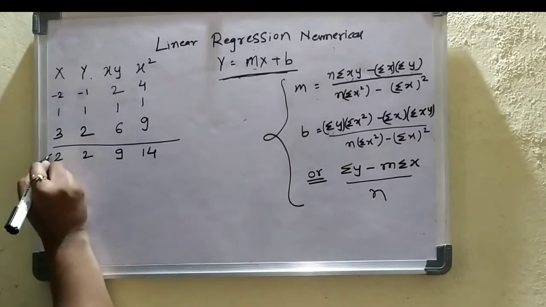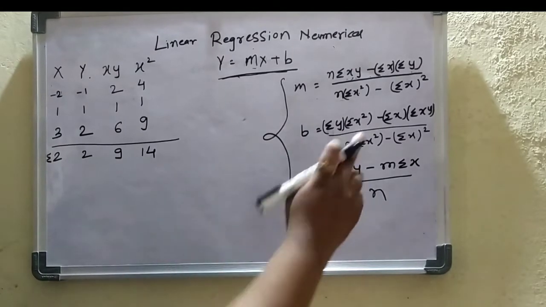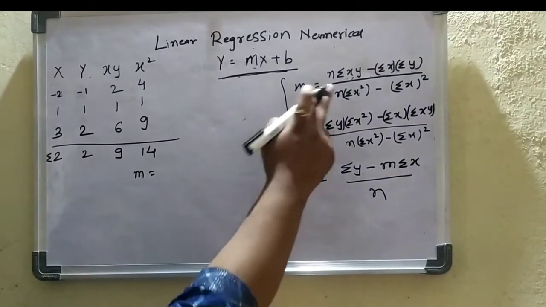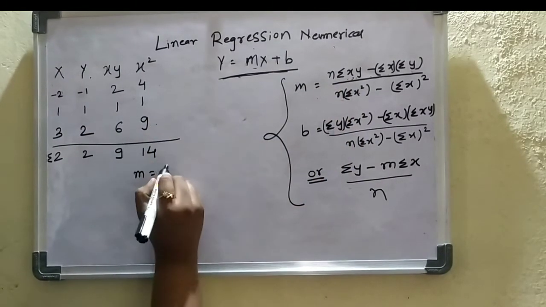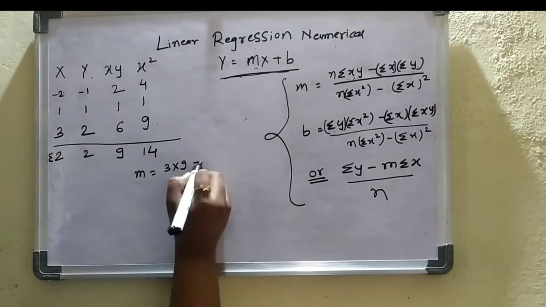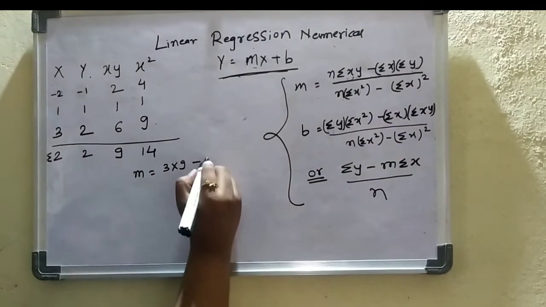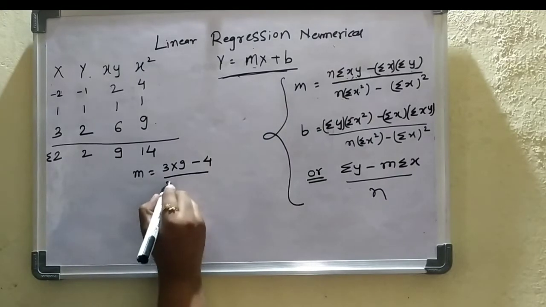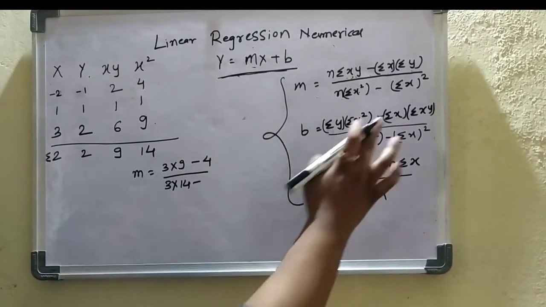Now we have the values and we have the formula, so we will put the values into the formula. The formula for m is n into summation xy, where n is the total number of values. We have 3 records. So 3 into 9 minus summation x into summation y, which is 2 into 2, that is 4. Similarly, downside n into summation of x square, which is 3 into 14, minus summation x whole square. Summation x is 2, and 2 square is 4.